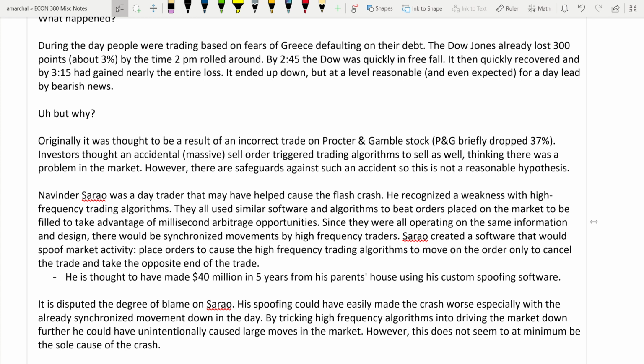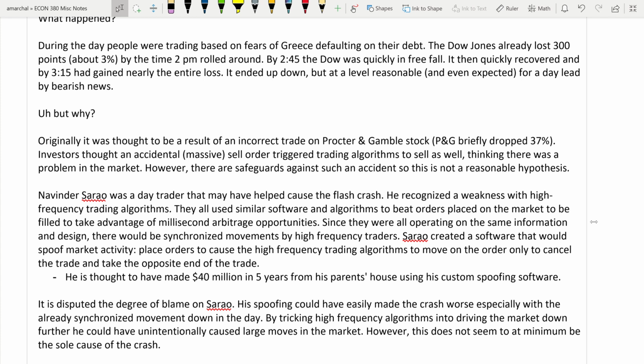A lot of it came down to it was not really provable that what Sorrell did could have affected the flash crash. His spoofing could have easily made the crash worse because a lot of what his spoofing software was doing was automated based off of predictable market activity so that it didn't seem suspicious what the spoof trades were doing. And so he could have been spoofing completely accidentally the demise or free fall of the market. And that caused these high frequency trading algorithms to actually cause the market to crash. However, it is really, really hard to prove.